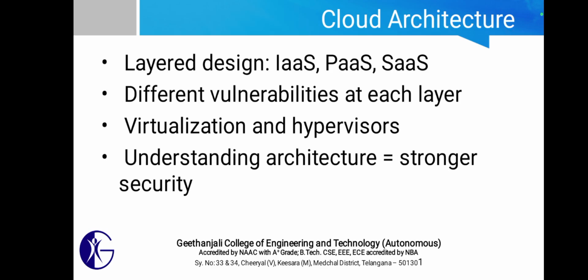Cloud architecture can be visualized as a layered model with IaaS at the base providing virtualized hardware, PaaS offering an application platform, and SaaS delivering complete software solutions to users. This layered design enhances efficiency but also increases complexity. Each layer has unique vulnerabilities such as hypervisor attacks at the infrastructure level or insecure APIs at the application level. Understanding this layered architecture is essential for designing robust cloud security mechanisms.